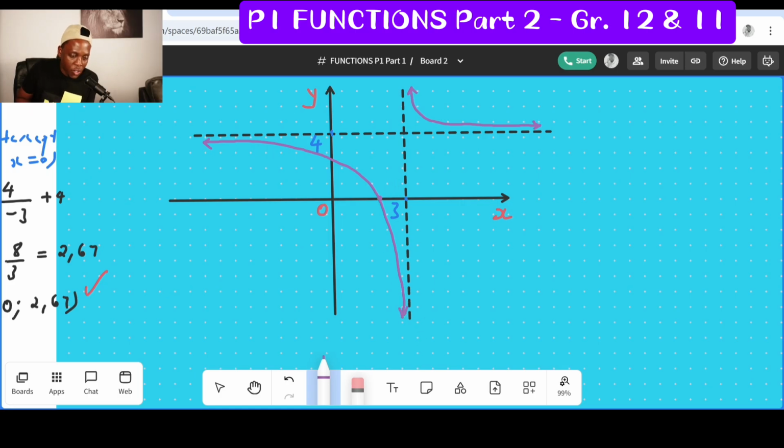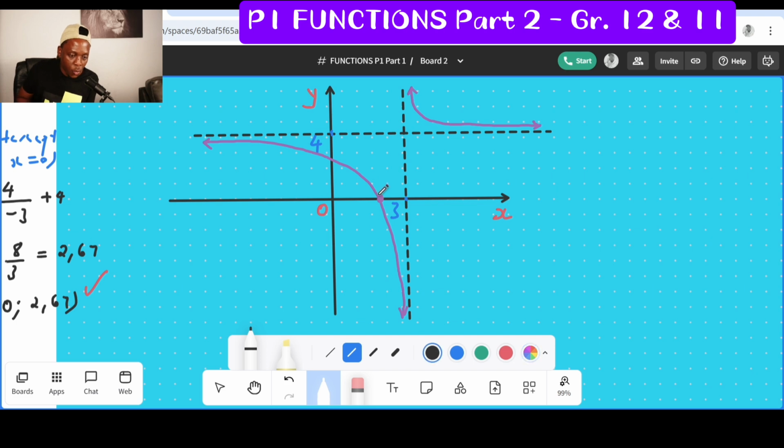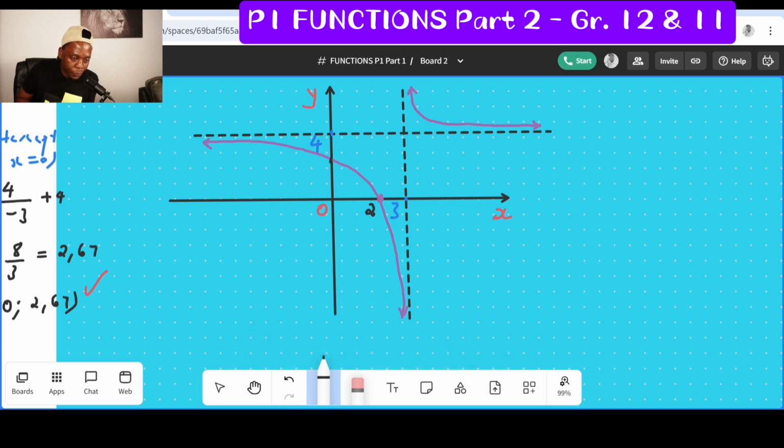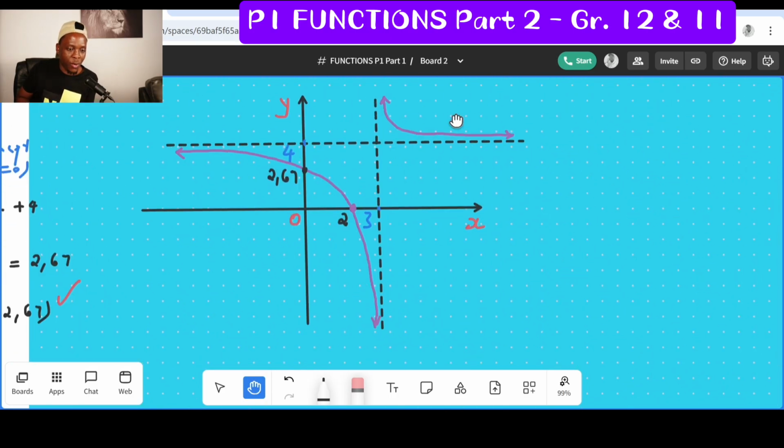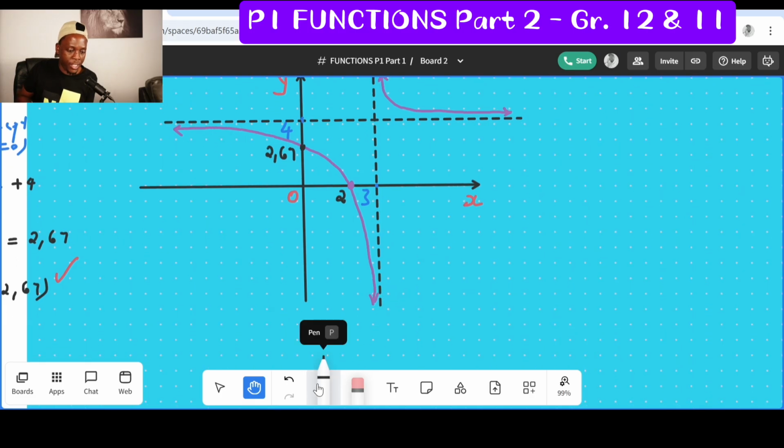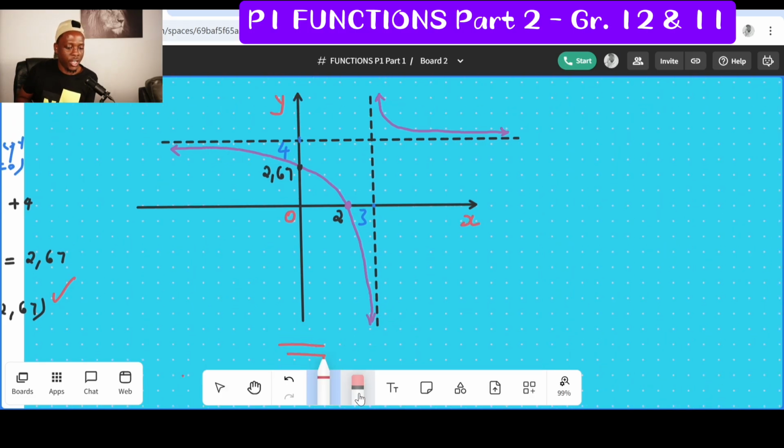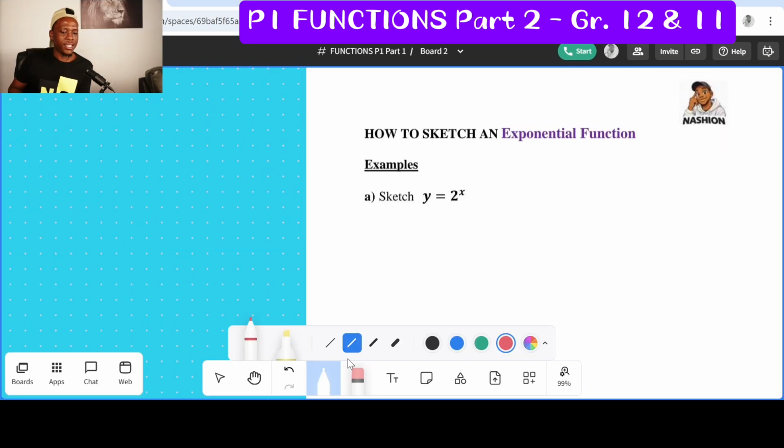So this is our x-intercept, which is equal to how much? Which is 2. And the y-intercept, which is 2,67. I hope you guys got it right. This is our lovely hyperbola, ladies and gents. And checkmate. Next customer, please.